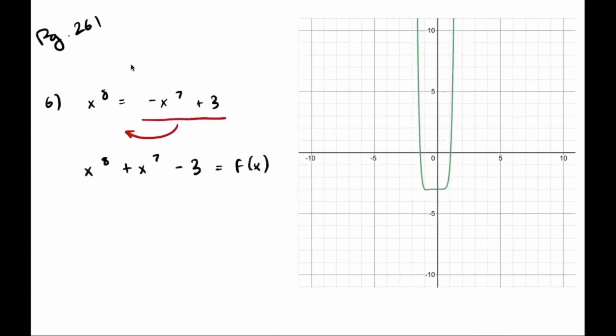Okay, and the solutions in this case are x is equal to negative 1.36 and 1.06. You can also write it that way.